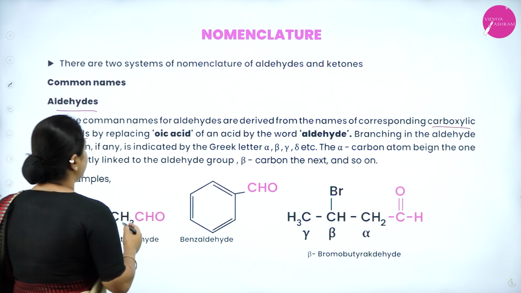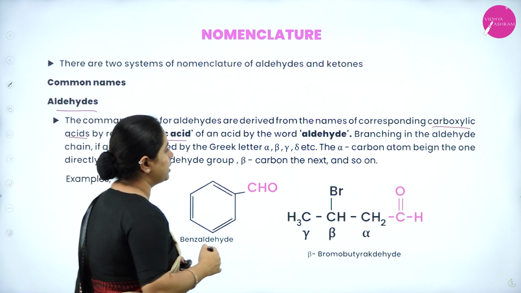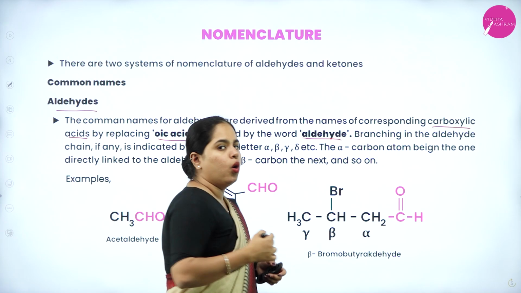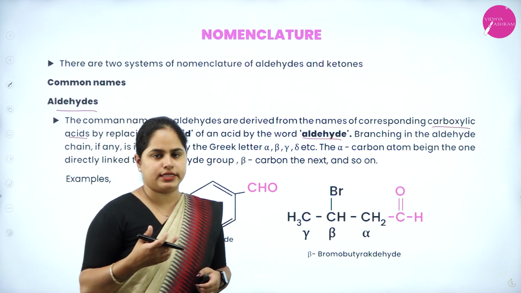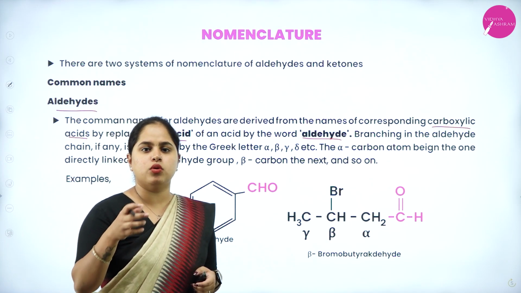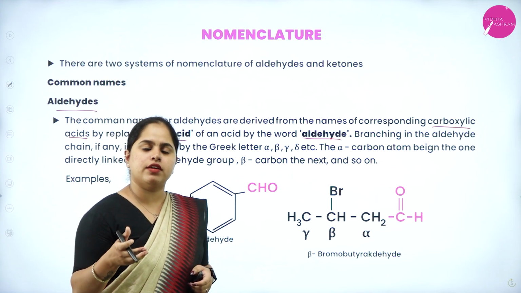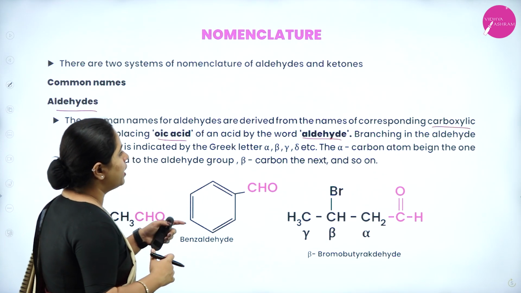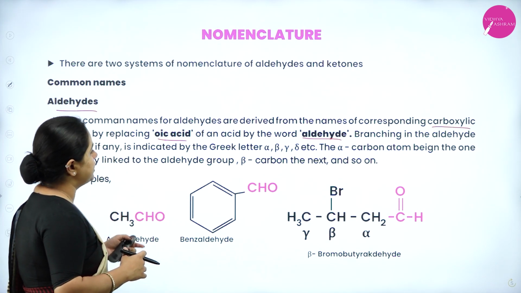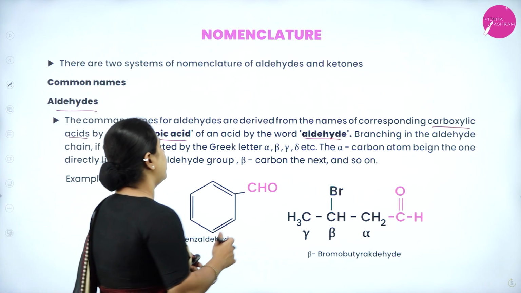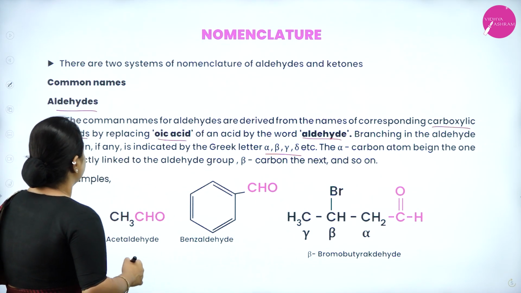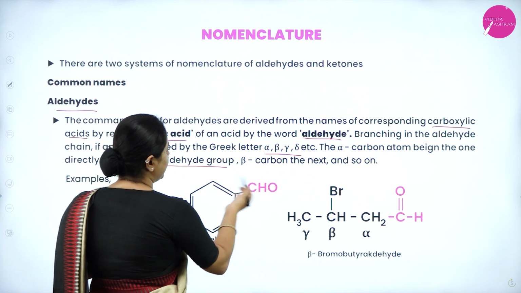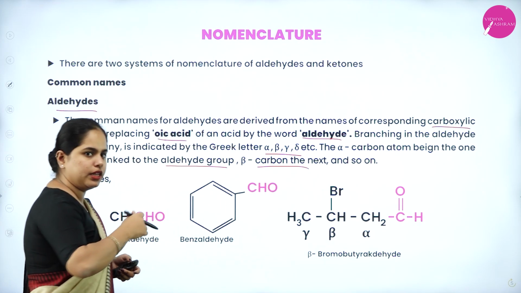Replacing the "oic acid" of the acid by the word aldehyde. We know that the suffix for carboxylic acid is "oic acid", so instead of "oic acid", we are going to write aldehyde there. That will give you the common name. Branching in the aldehyde chain, if any, is indicated by the Greek letters alpha, beta, gamma, etc. The alpha carbon atom is the one directly linked to the aldehyde group, beta will be the adjacent one, gamma will be the next one.